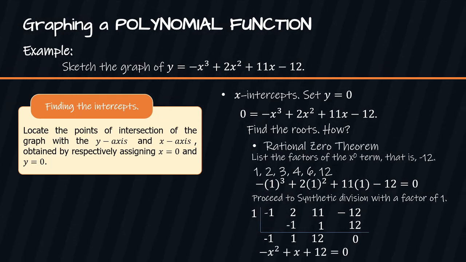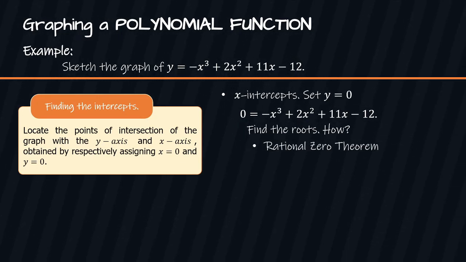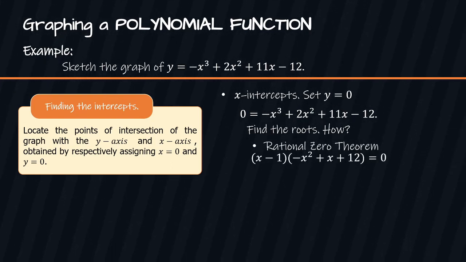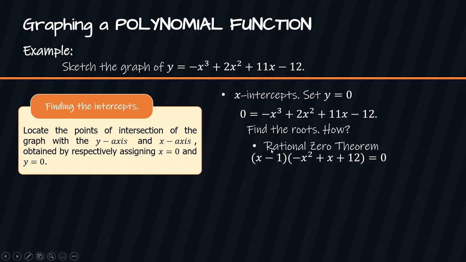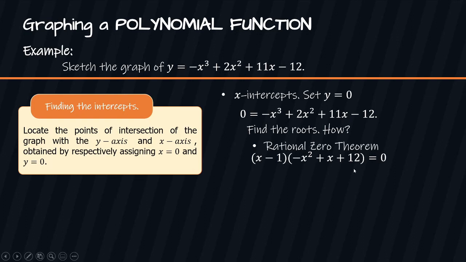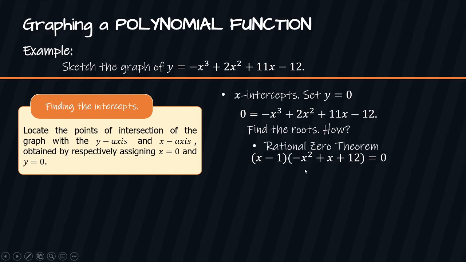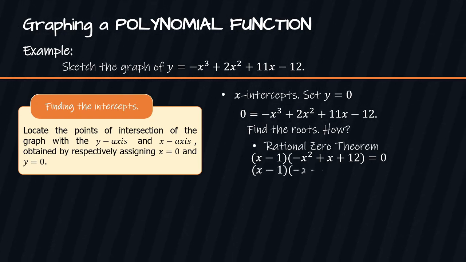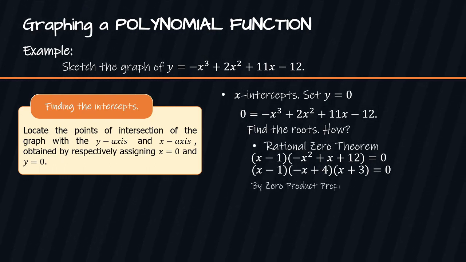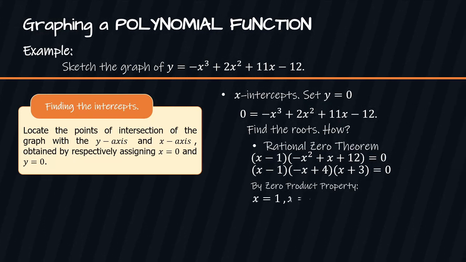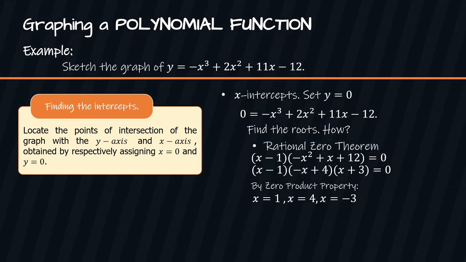We now have a binomial equation. Factoring a binomial equation seems easy compared to a trinomial equation. So we now have... Note that this one is the factor that we got from our 1. Then this one is the binomial equation that we got after the synthetic division. Factoring, we get, by zero product property, values of x as x equals 1, x equals 4, and x equals -3.